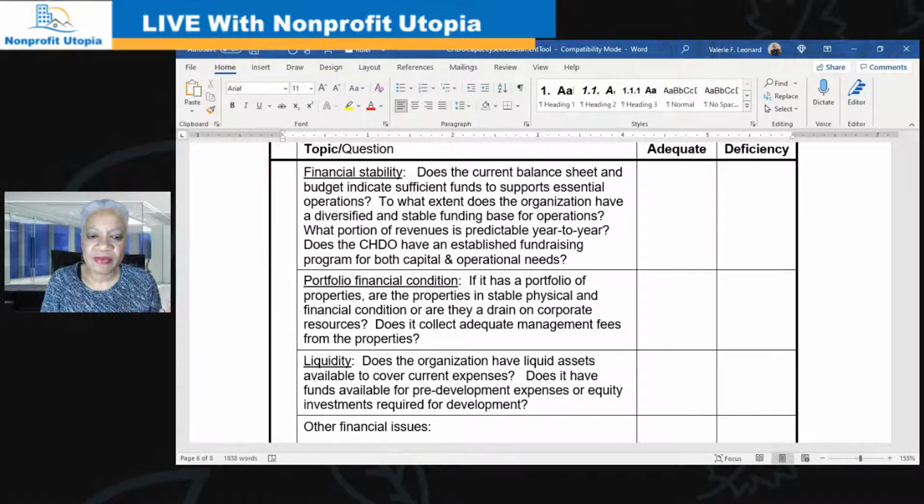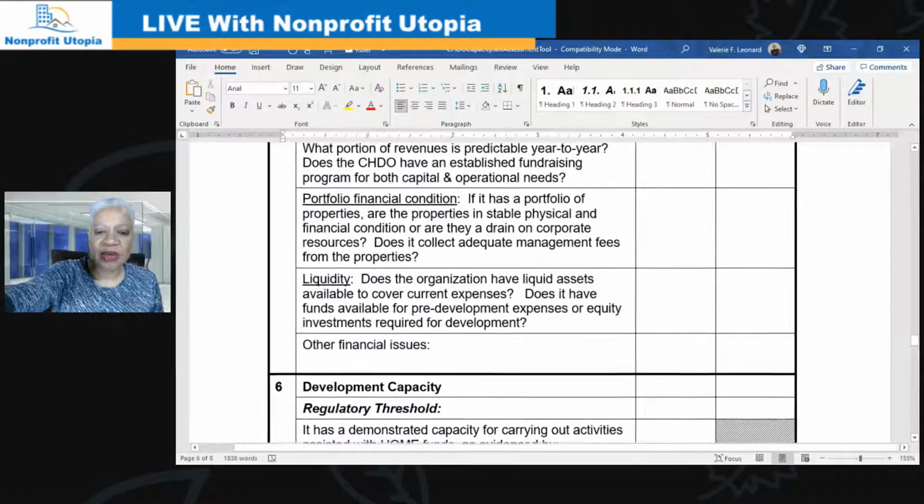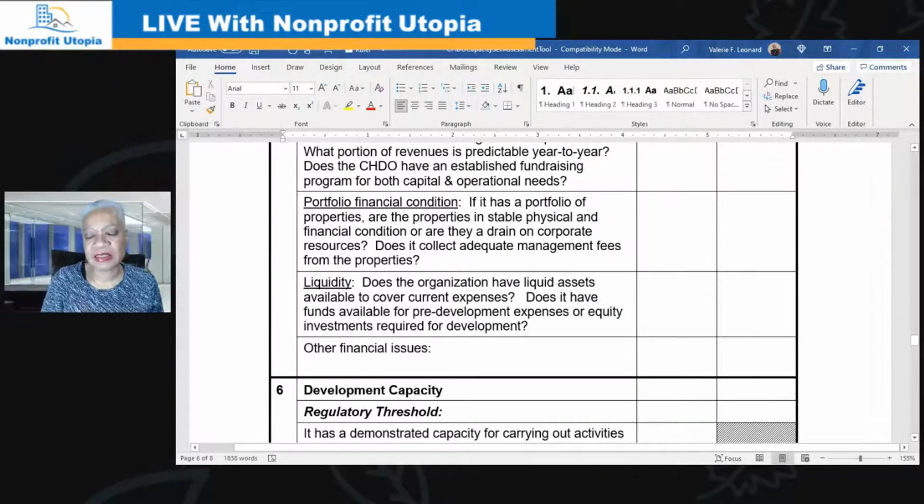So do you have a program for capital as well as for your day-to-day operating expenses? Your portfolio financial condition. If you have a portfolio of properties, are the properties in stable physical and financial condition, or do they drain your resources as an organization? Does it collect adequate management fees from the properties?